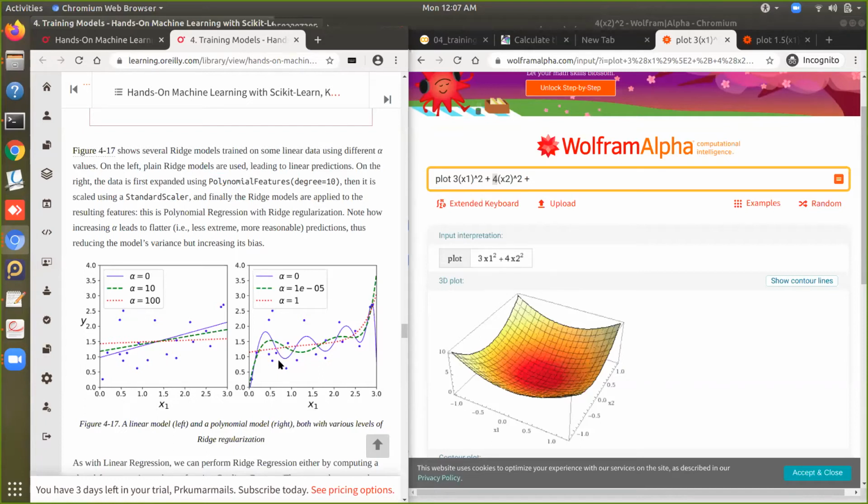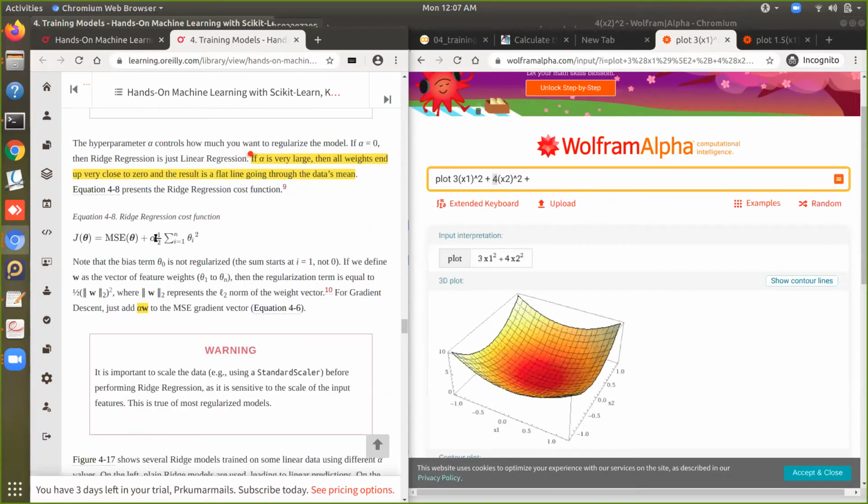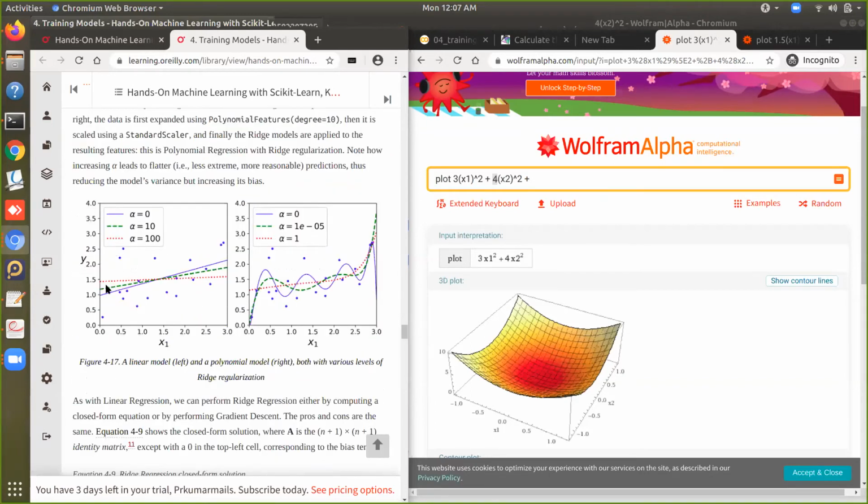When the alpha is equal to 0, this term won't exist. It's like the absence of ridge regression. So in the absence of ridge regression, we will be getting the blue line. Similarly, with polynomial features also, we will be getting the same blue line.